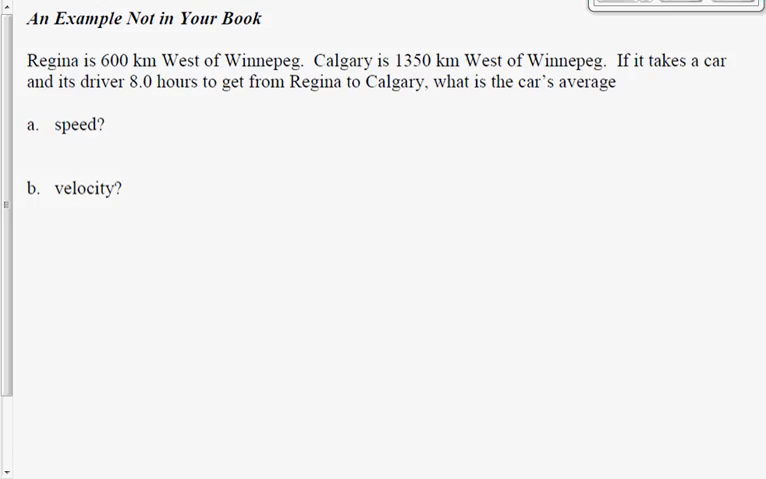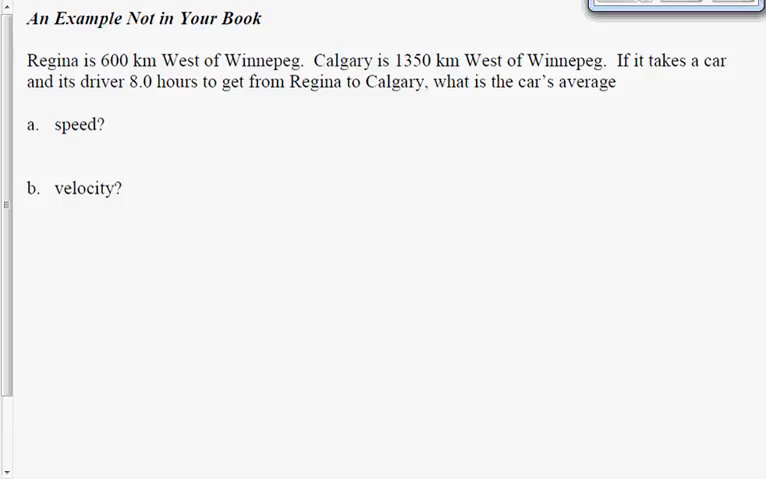Got another one that you've got to copy, sorry. It says Regina is 600 kilometers west of Winnipeg. Calgary is 1,350 kilometers west of Winnipeg. It takes a car and its driver 8 hours to get from Regina to Calgary. Find the car's average speed and velocity.